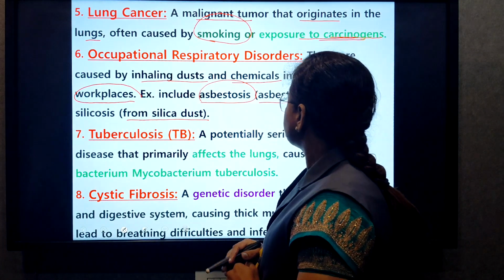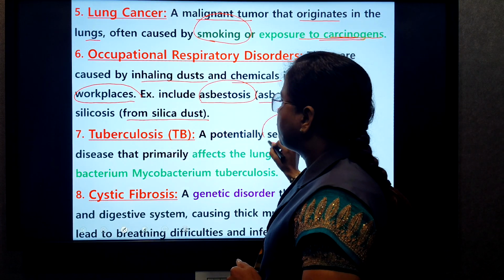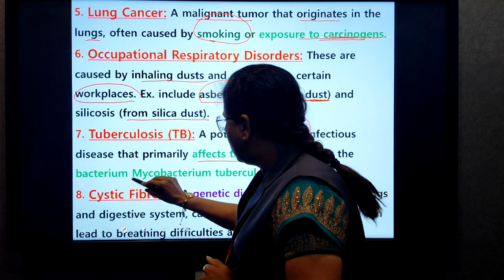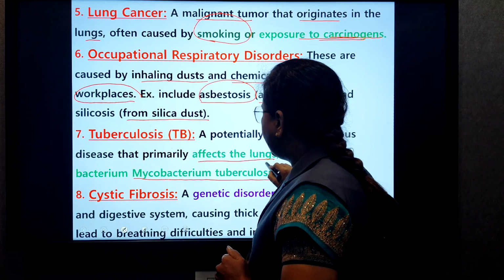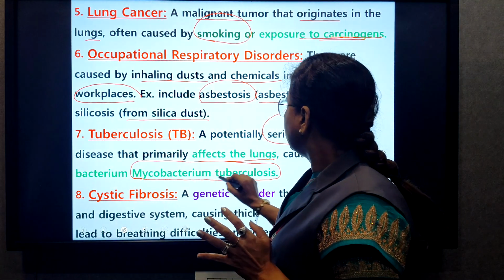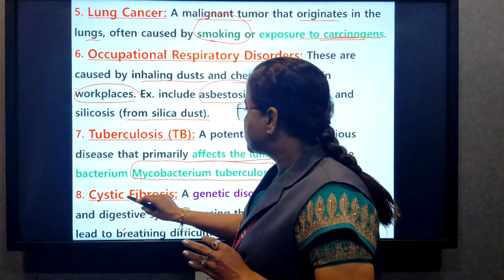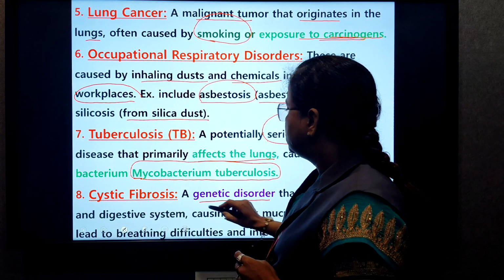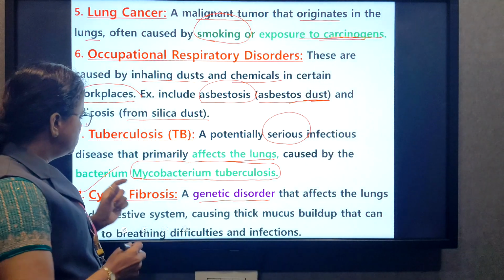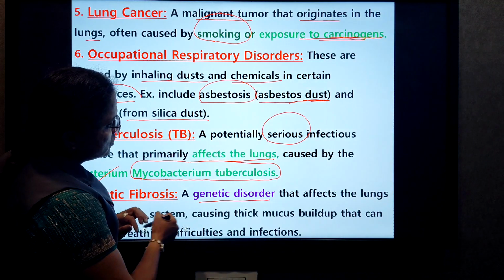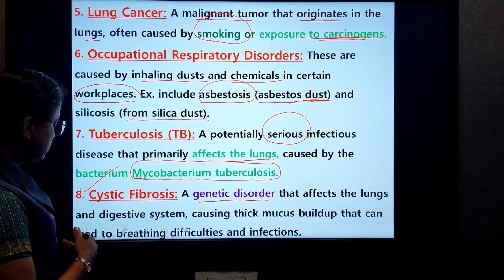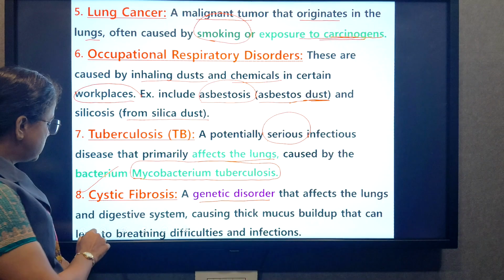TB, tuberculosis. Tuberculosis is a serious infection. It affects the lungs and is caused by Mycobacterium tuberculosis, a bacterium. Cystic fibrosis is a genetic disorder. Cyst means a lump. Cystic fibrosis, a genetic disorder, affects the lungs and digestive system. It is a thick mucus buildup that can lead to breathing difficulties and infection.